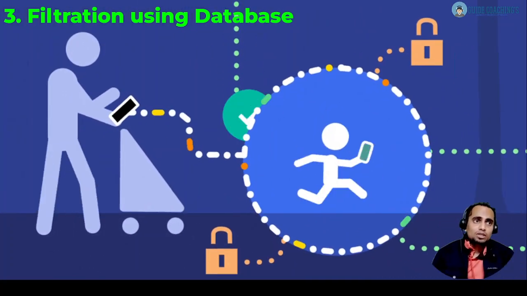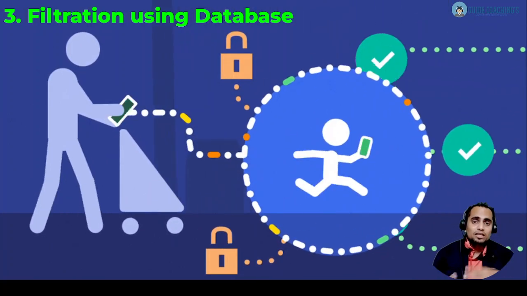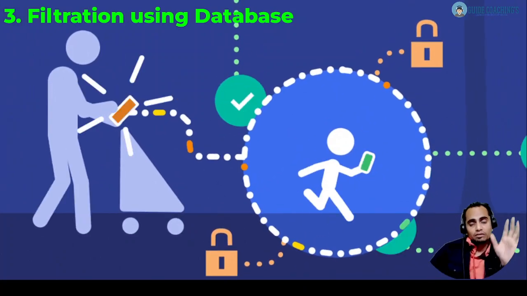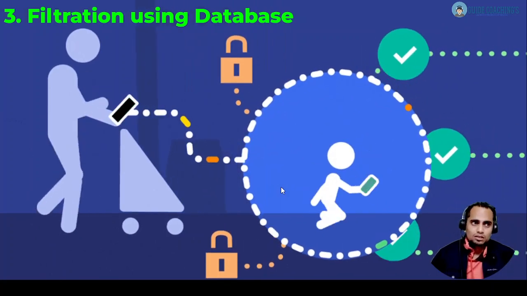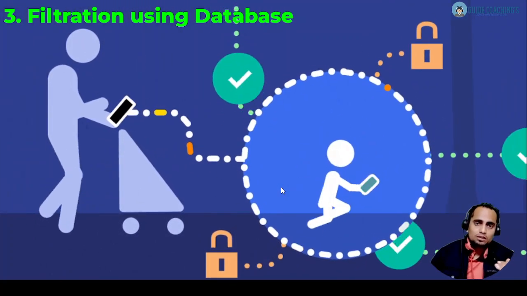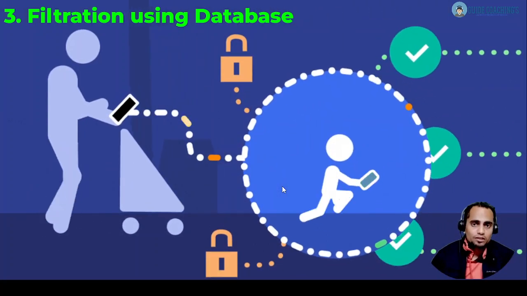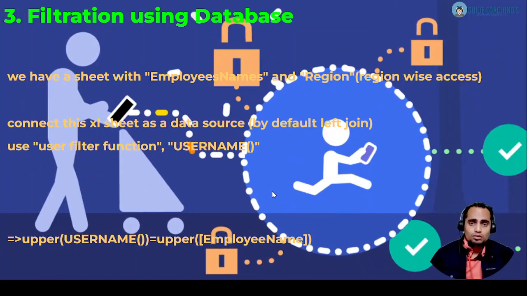In the database, we will create a sheet, assign it at the data source level, and from there filter out the data. This is the third way, and it is not mostly used, but from an interview perspective you should be aware of it. So the third way is using an Excel sheet or some other data source.